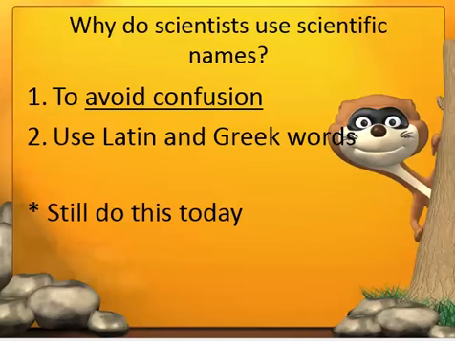So scientists use scientific names. Number 1 is to avoid confusion. And they will use Latin and Greek words. They still use the Latin and Greek today because Latin and Greek are not changing. They're considered dead languages, and their words aren't changing anymore.